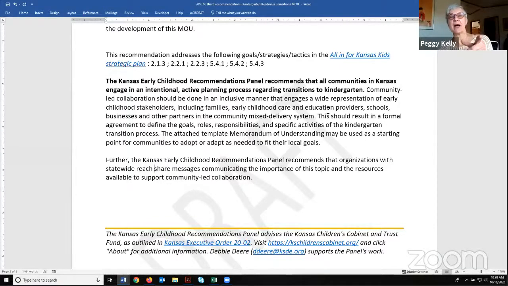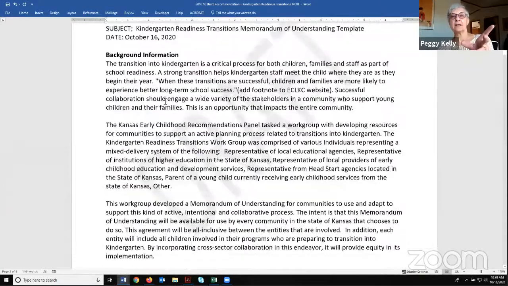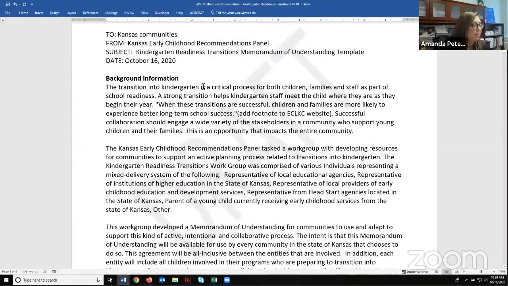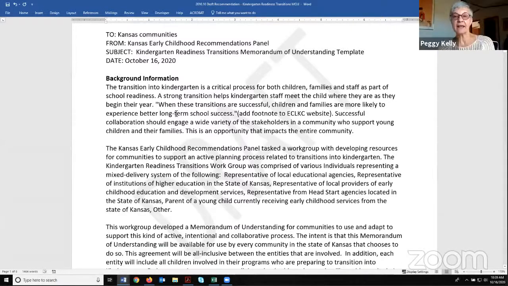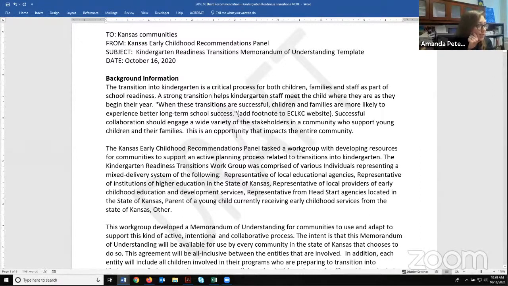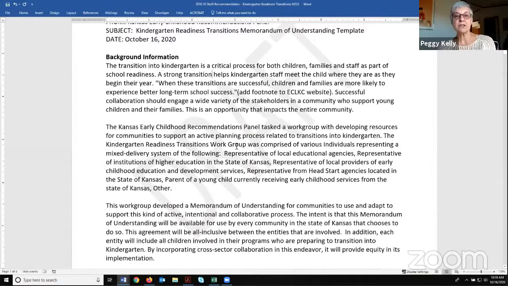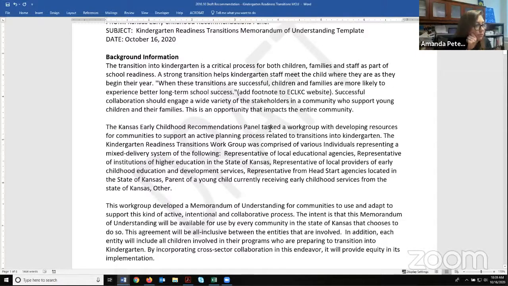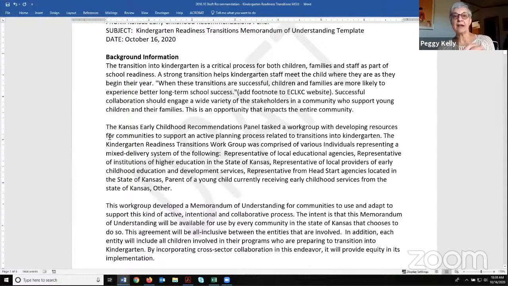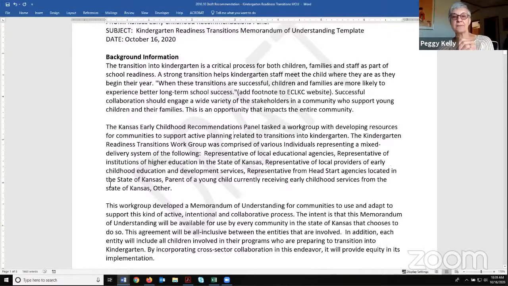Amanda, this is Peggy. I think I saw a place up at the top, another place we could get rid of process. The transition to kindergarten. Let me see if I can find it again. So there was one here, a strong transition process, and then okay, I think it was just in the second paragraph where it says early childhood recommendation panel tasked, maybe with developing resources to support, take out process to support active planning related to, how's that? Yep, there we go.